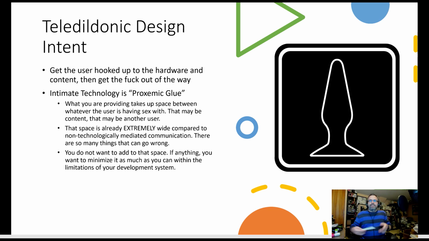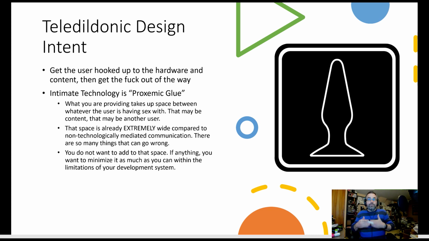So to go through my points here in the slides, what you're providing with your app, with your teledildonic or intimate experience, takes up space between whatever the user is having sex with. This might be content or might be another person. So that space is extremely wide compared to non-technologically mediated communication, which is a really fancy way of saying if I'm fucking someone that's right next to me and we are actually fucking, there's a lot less actual space between us than if we are trying to fuck online using teledildonic technology. So your app needs to kind of make up for as much of that space as possible.